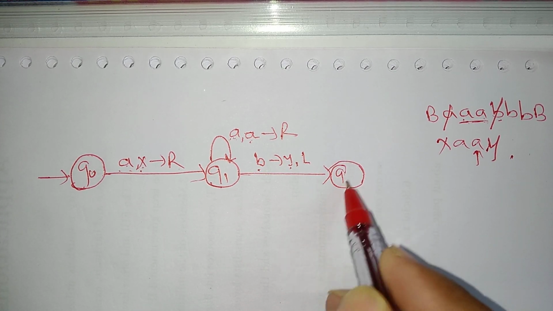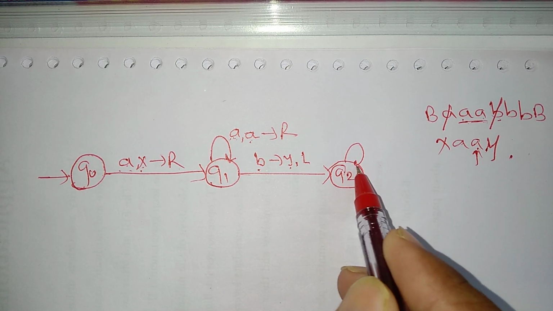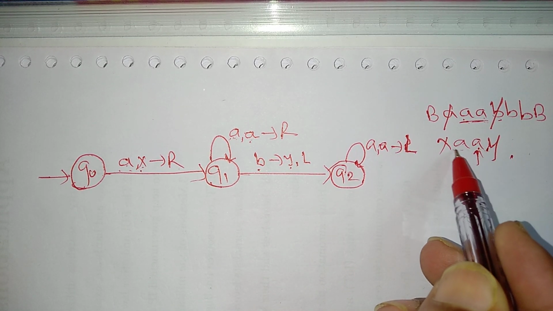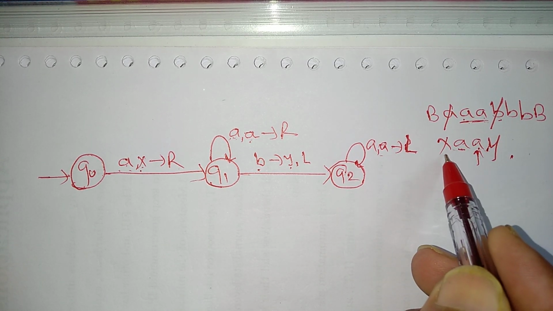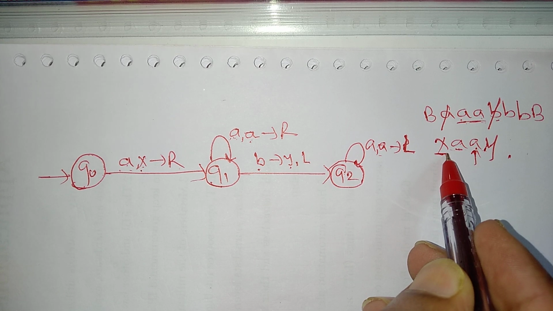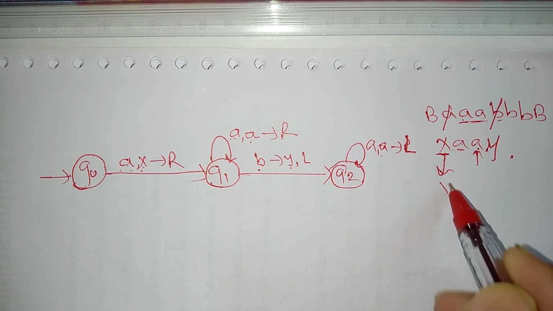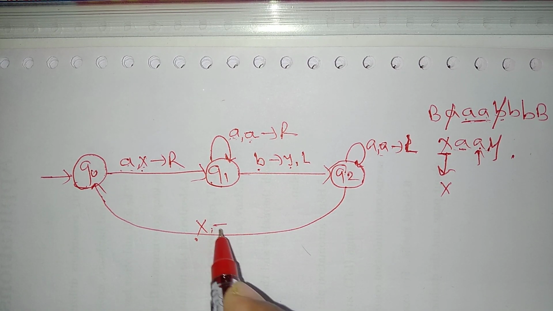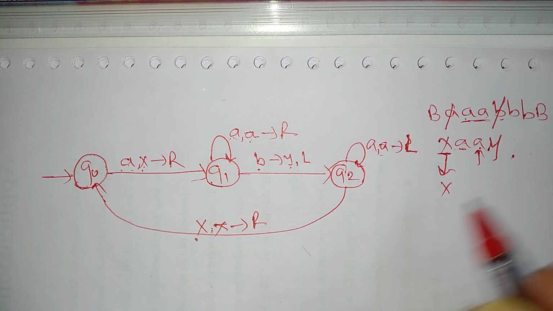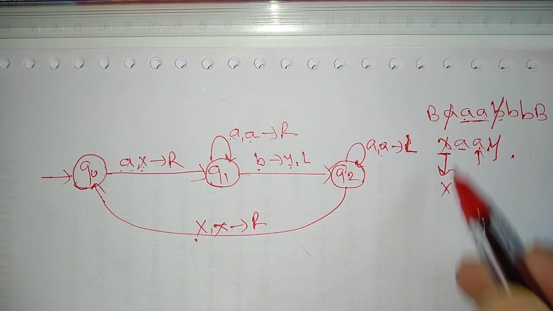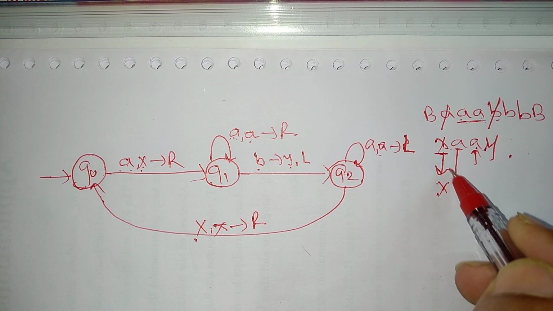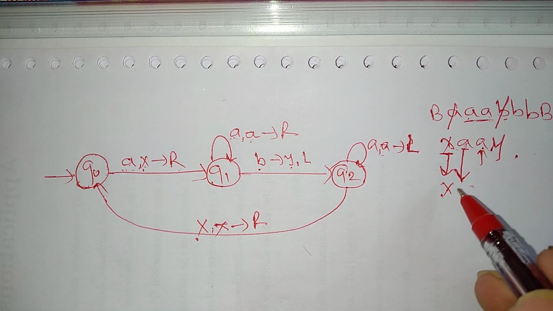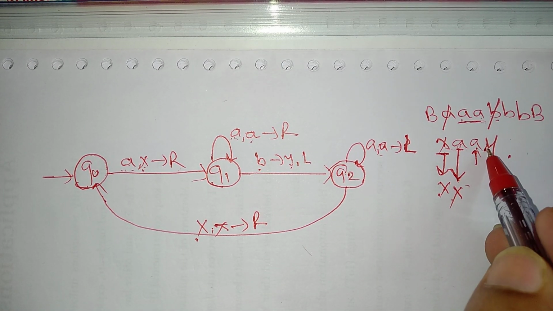That means in Q2 state, I have a replaced with a, going to left side. We have to come back: a replaced with a, going to left side. Whenever x occurs, x is replaced with x itself, going to right side. Now my pointer will be on this state. On this state, a is replaced with x, go to right.